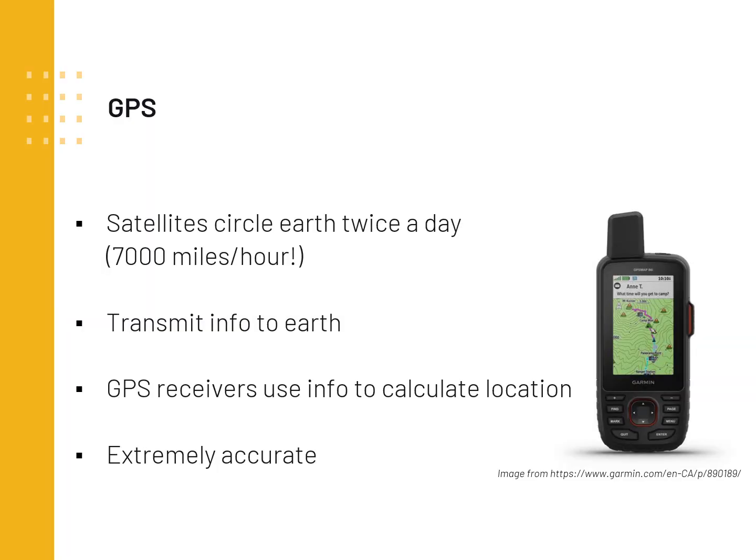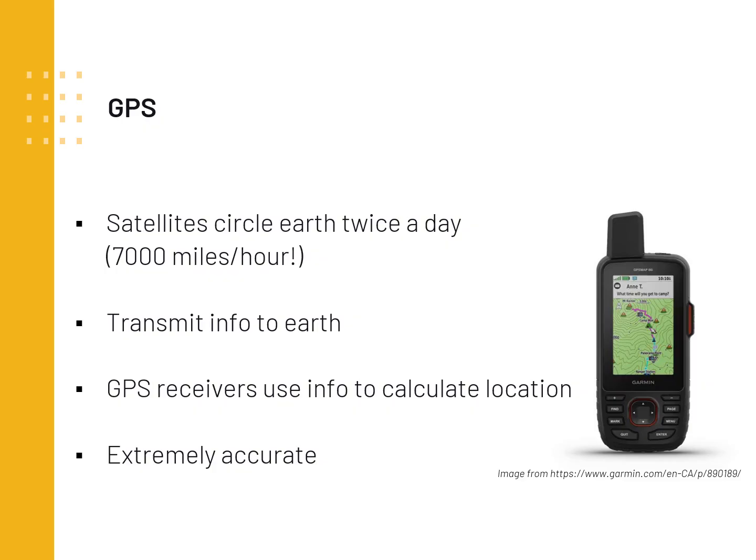So a bit more information about GPS. The satellites are circling around the Earth twice a day, so these minimum of 24 satellites are going about 7,000 miles an hour, and they're transmitting information to Earth. GPS receivers use the information that they're collecting to calculate the location. It can be extremely accurate, but for devices like shown in the bottom right corner here, or on your cell phones, usually as accurate as you can get is plus or minus 10 meters.